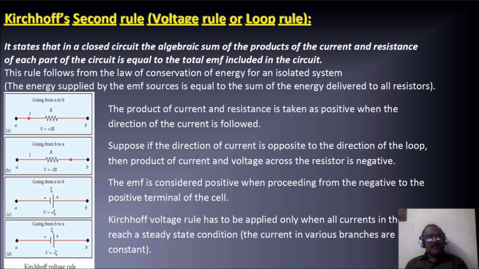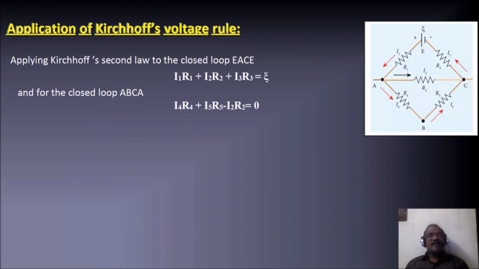The same thing we can apply for EMF also. The EMF is considered positive when proceeding from the negative to the positive terminal of the cell. Suppose we change the direction, then it is taken as a minus sign. The current direction is also very important when it comes to the loop case. We'll see an example of how we can apply Kirchhoff's voltage rule in a loop-like circuit.